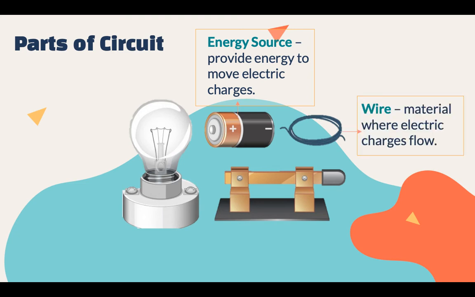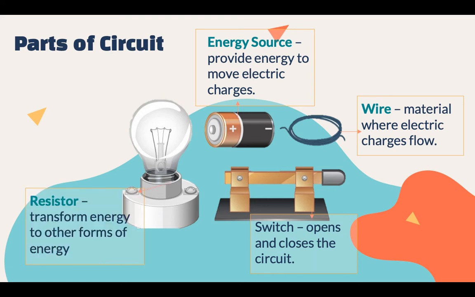Next, we also have a wire. It is a material where electric charges flow. We also have a switch. It opens and closes the circuit. And lastly, we have a resistor. A resistor transforms energy to other forms of energy. In this case, we have a bulb.